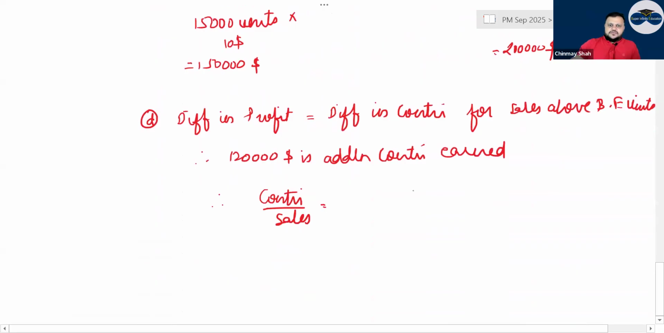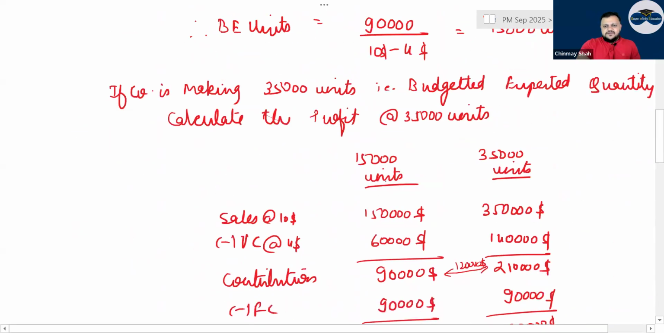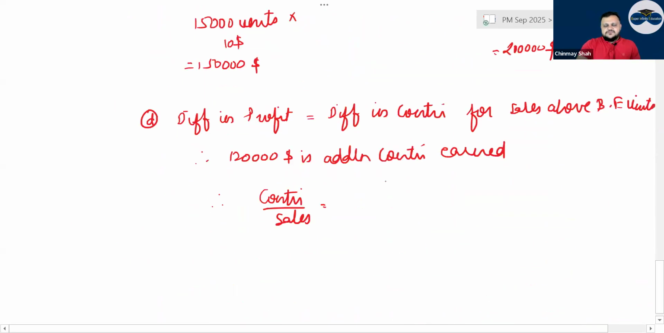So 0.6 is equal to what? How much is contribution? Anyone take an example. If you go up, contribution at 15,000 units is how much? 90,000, right? Divided by sales, which is 150,000. So 90,000 divided by 150,000. How much is the contribution ratio? 0.6.